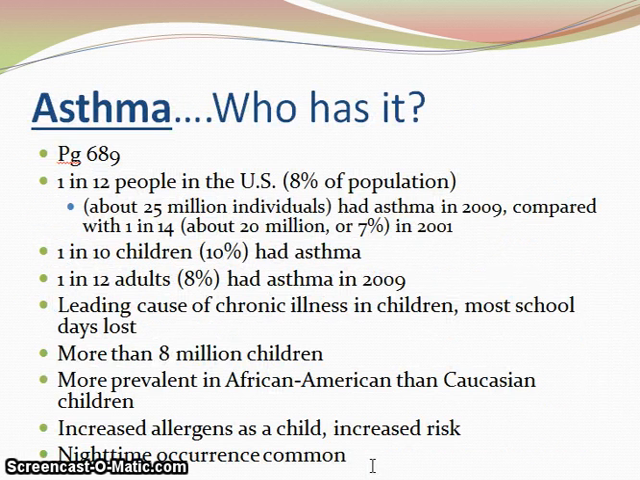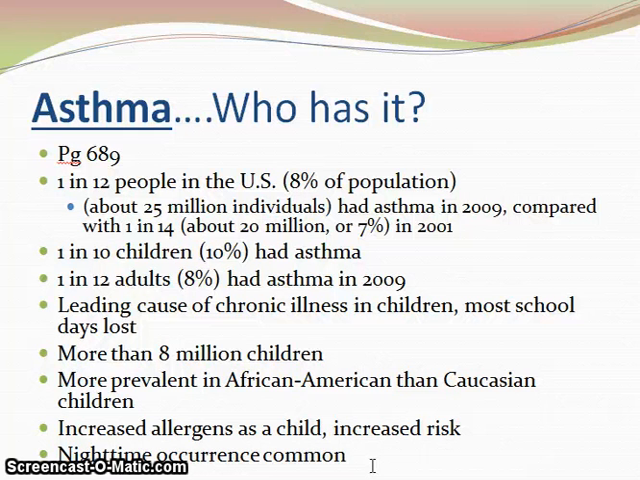So let's start with asthma. Asthma affects about 1 in 12 people in the U.S. That's about 8% of our population. You or someone you know probably has asthma, right, or has had to deal with it at some point in their life. About 1 in 10 children, about 10% of our population, has had asthma. Right, 1 in 12 adults, that's where we get our 8%.